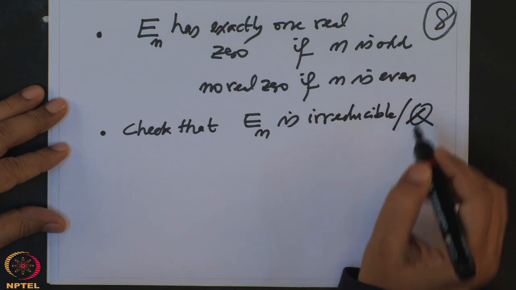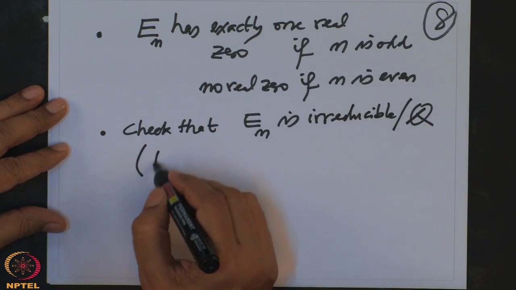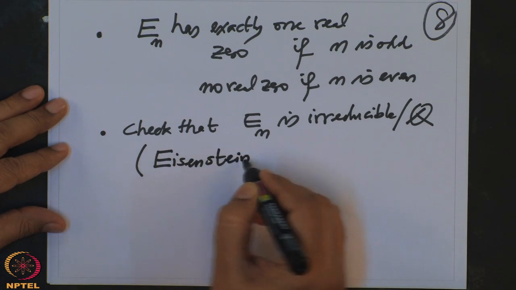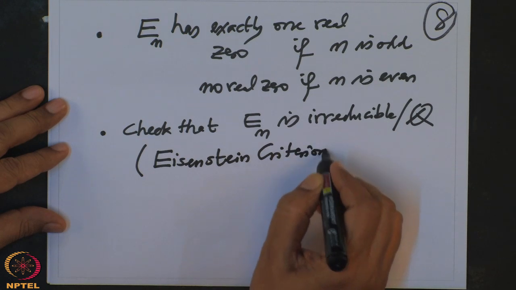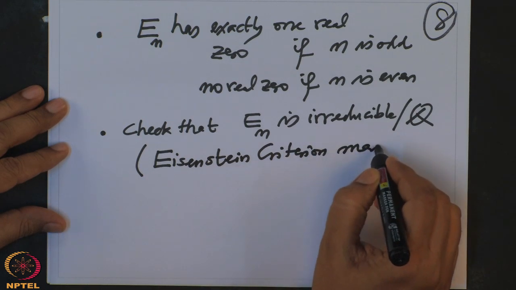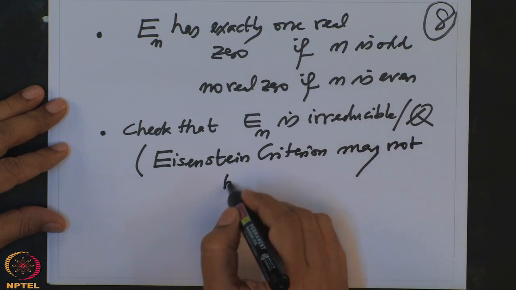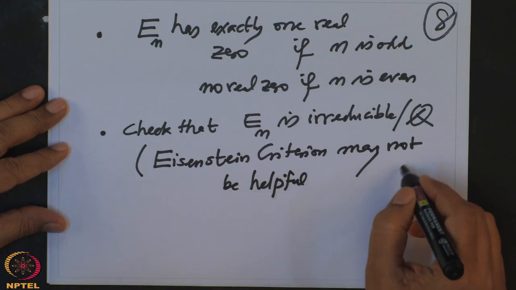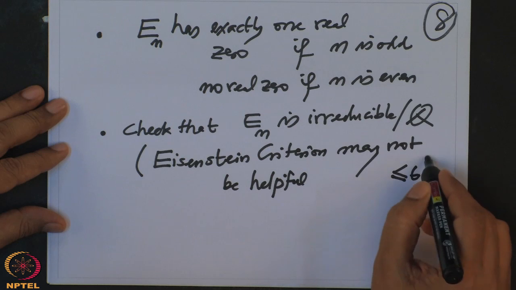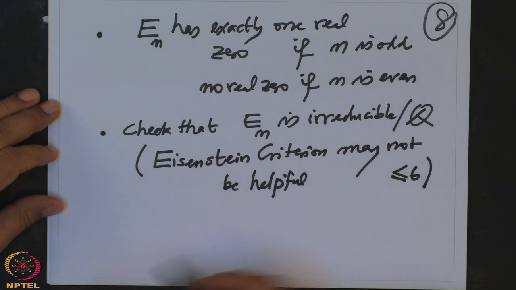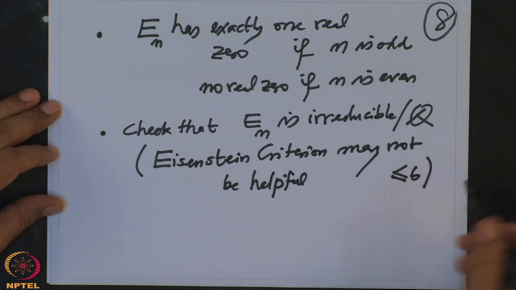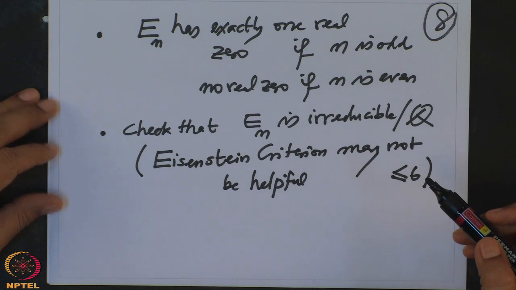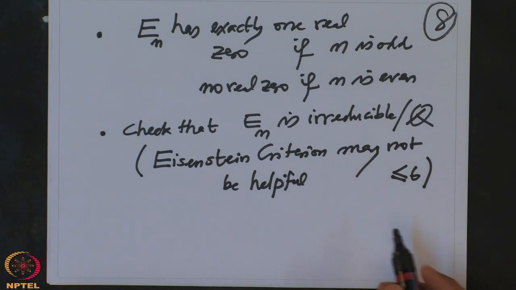over Q. And remember here, Eisenstein criterion may not be helpful. It is helpful only up to I think n equal to 6, because when n grows and you clear the denominator, n factorial has many square divisors, so it may not help.